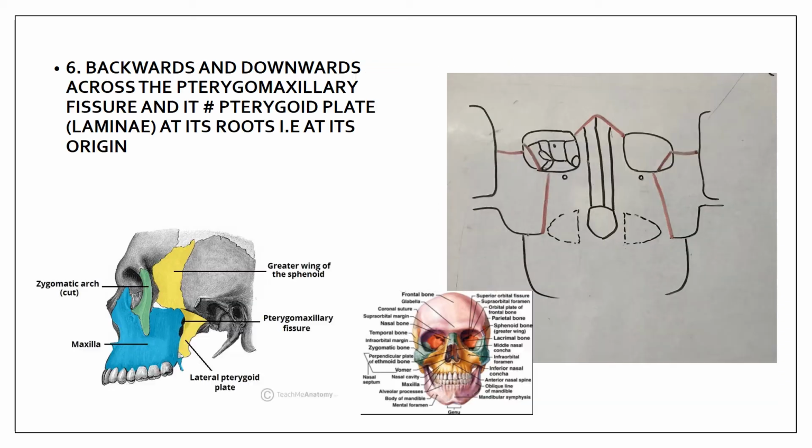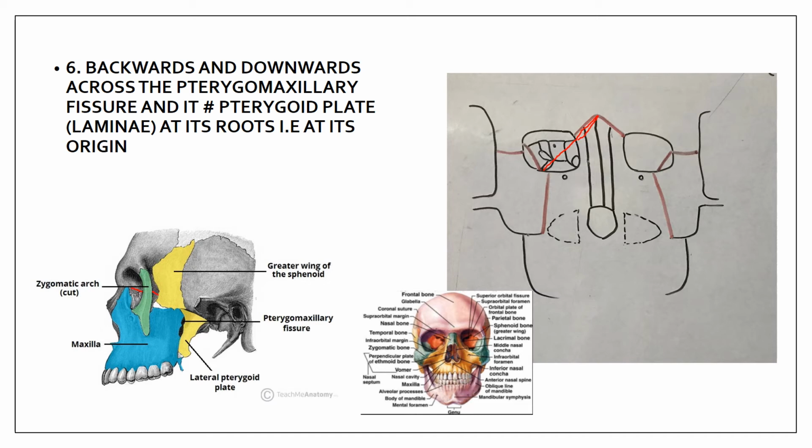In the first scenario, it runs backward and downwards across the pterygomaxillary fissure, and it fractures the pterygoid plate at its root, that is its origin. So now you have seen this was your fracture line. So the first scenario is that it runs backward and downwards. Over here you have seen it has crossed the inferior orbital fissure.